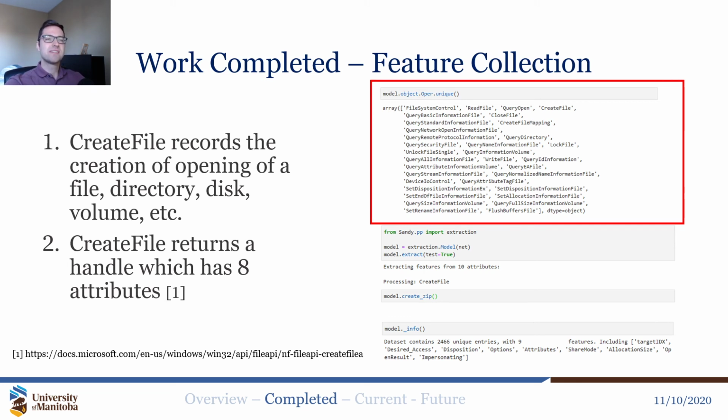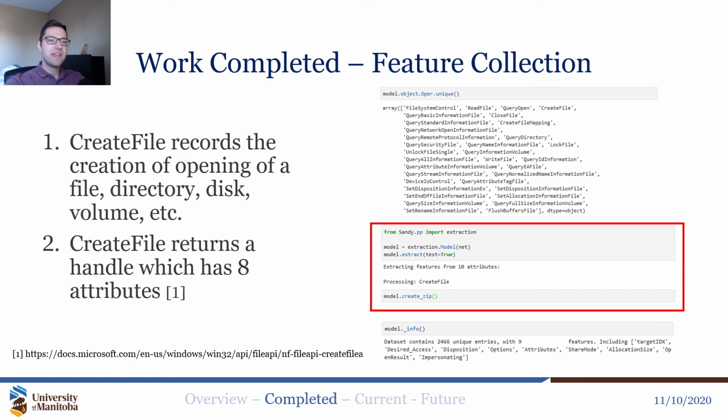What unique does is it says, let's look at all the operations and just find the unique ones and return those as strings. What create file does is it records all the creation or opening of a file, a directory, a disk, and any sort of volume. So these are all the unique operations associated with file system activity. You're reading a file, you're querying, you're closing a file, and all these other operations.